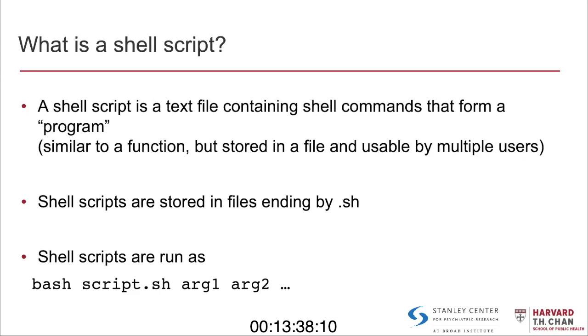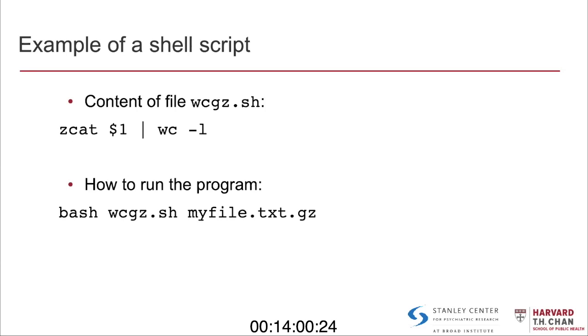Shell scripts are stored in files ending in .sh. And shell scripts are simply run using the word bash, followed by the name of your file, followed by the arguments you want to give to the script. So for example, let's go back to the example of the wcgz function.